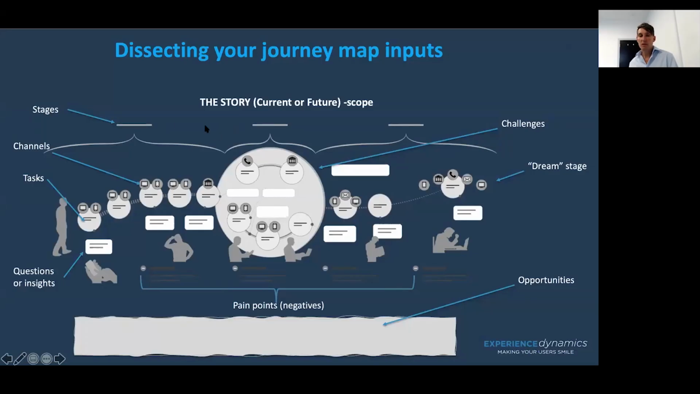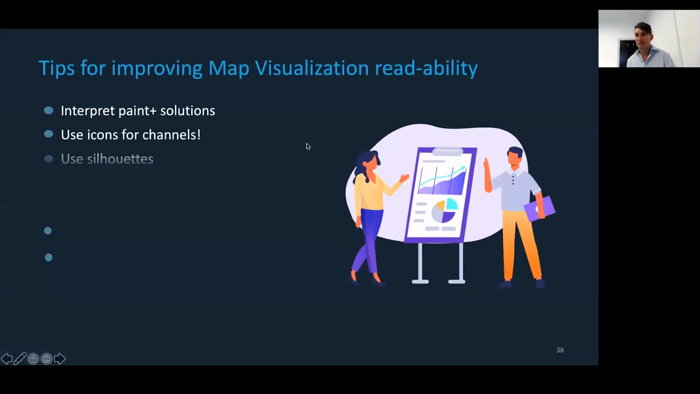With that journey map that we looked at before, we had stages, channels, tasks, questions and insights here. We had pain points listed here with these minus signs. We had challenges in that middle stage and the dream stage at the end. And of course, our recommendations down at the bottom. Usually you have a title for these things, and you can add other things to them. This isn't the only way to represent a journey map, but I hope this gives a skeleton, a template for a starting point.